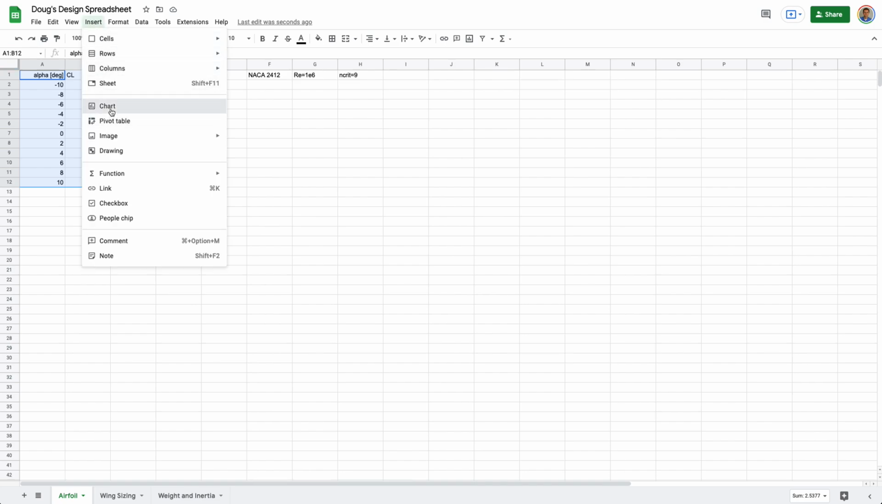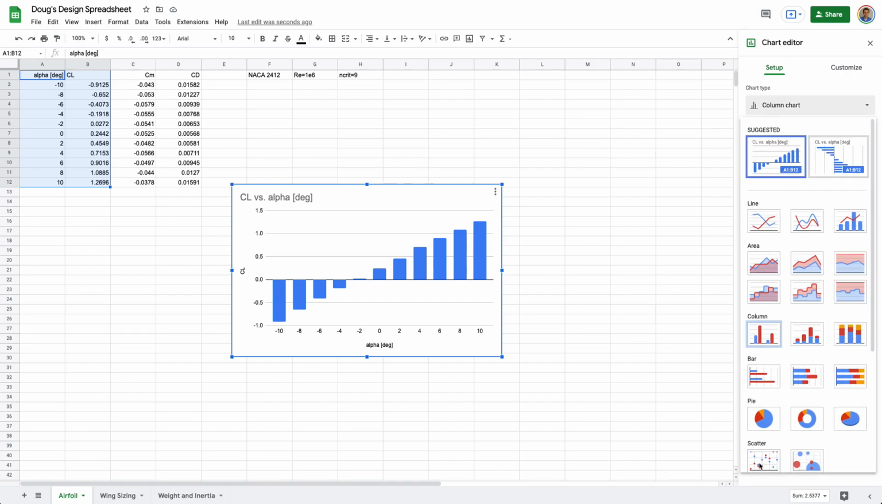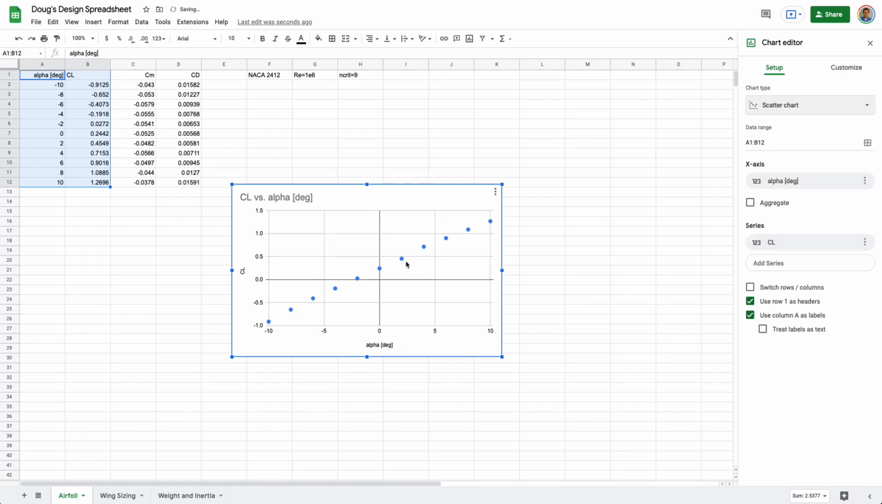So I'm going to insert a chart, and I'm using Google Sheets. You can be doing this in Excel or really any spreadsheet program, but the default here is for it to come up as a column chart. So you have to switch that to a scatter plot. So now you can see the data there. On the x-axis we have angle of attack in degrees. On the y-axis we have the lift coefficient. You can see that that's pretty linear.